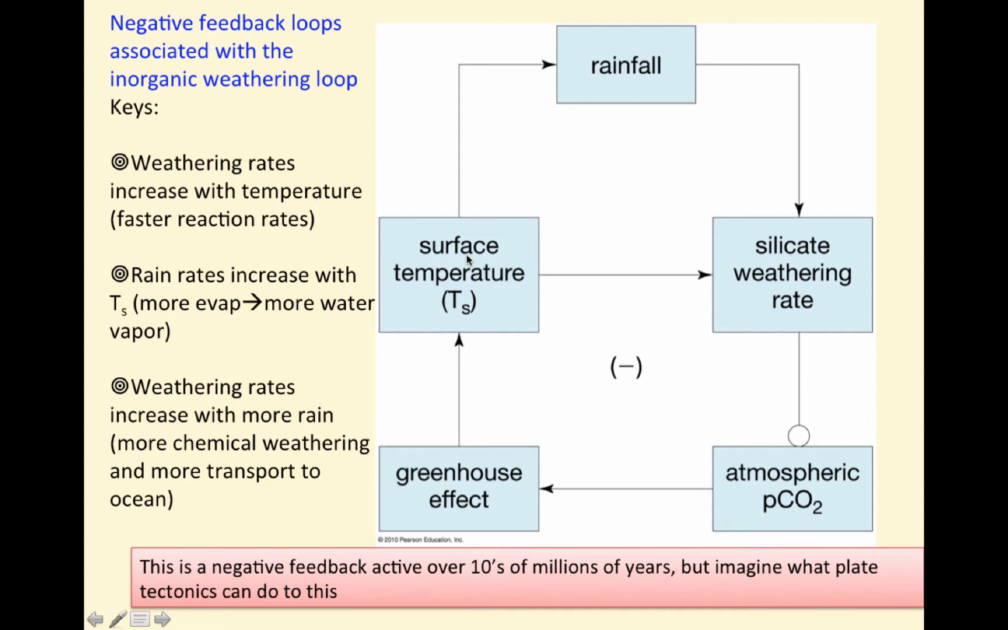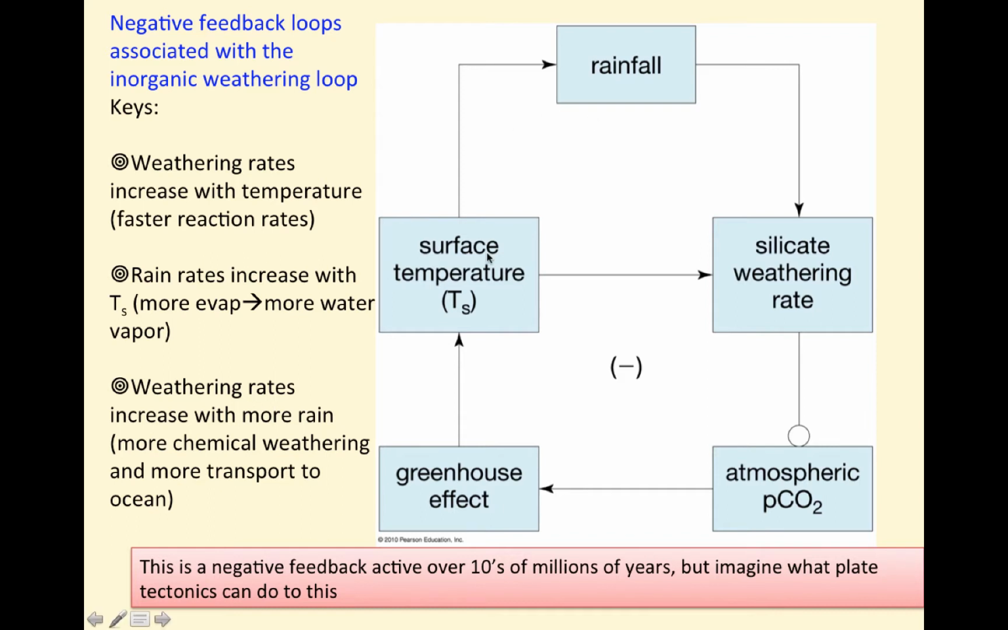Let's say the surface temperature increases somehow. If that happens, silicate weathering rates automatically go up, and that's simply because those chemical reactions happen faster with higher temperatures, more energy in the system. So surface temperature goes up, the weathering rates go up, atmospheric CO2 goes down since that weathering draws down CO2. That draws down the greenhouse effect, which returns your surface temperature to some more normal temperature. In other words, it reduced that anomalously high surface temperature.